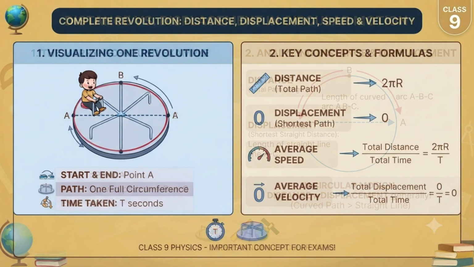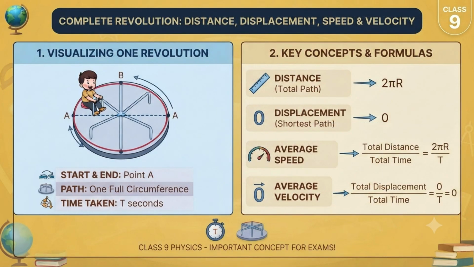Now let's consider a complete revolution. Suppose the child completes one full round and comes back to the starting point. What will be the distance traveled? The child has traveled one complete circumference of the circle. And we know that the circumference of a circle is 2 pi r, where r is the radius of the circle. So, the distance traveled in one complete revolution is 2 pi r.